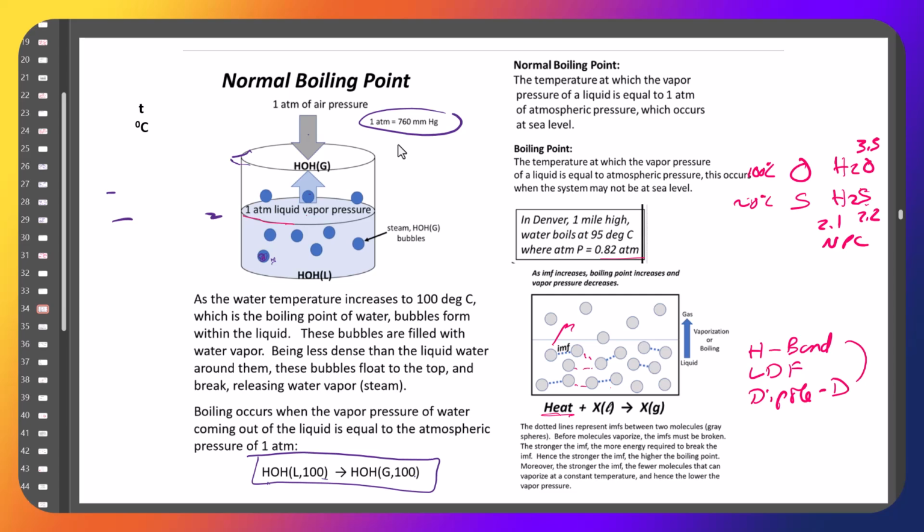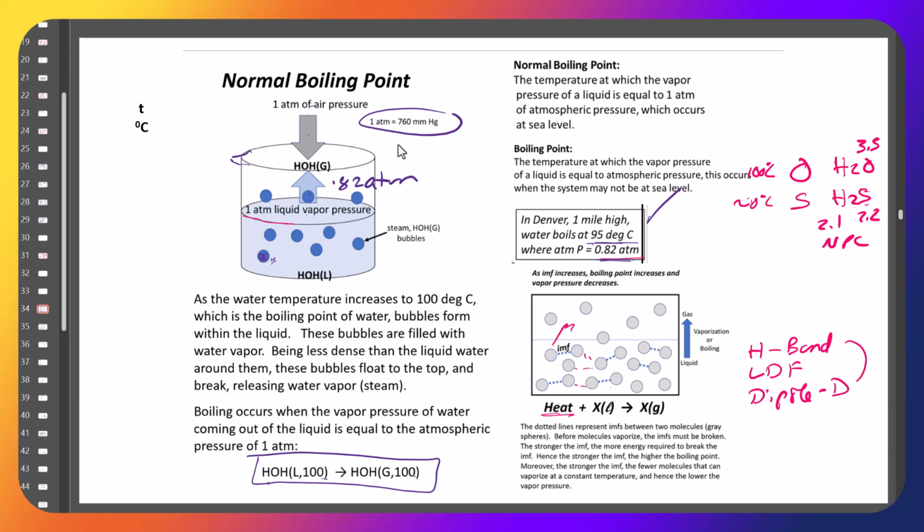Now, if we went to Denver, where I was last week at a chemical conference, y'all know it's a mile high, because at a mile in altitude, the air is less dense. The atmospheric pressure is less. In fact, the atmospheric pressure is 0.82 atmosphere. So the water doesn't need to get to as high a temperature to generate 0.82 atmospheric pressure coming out of the liquid.